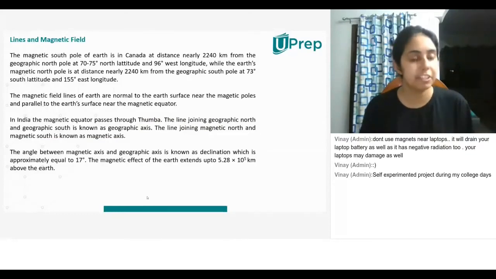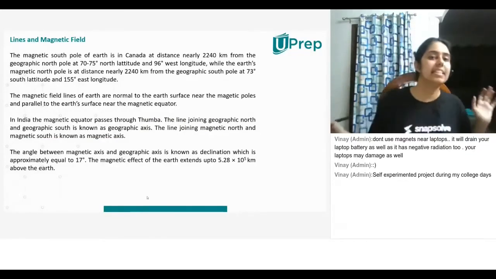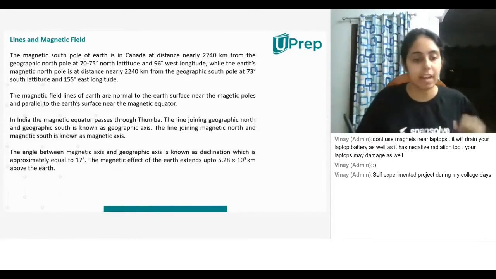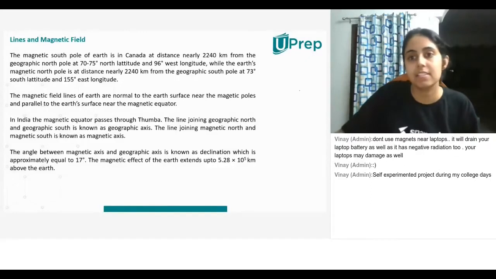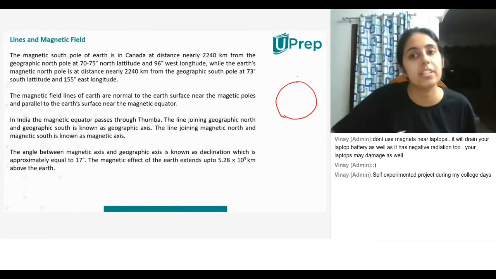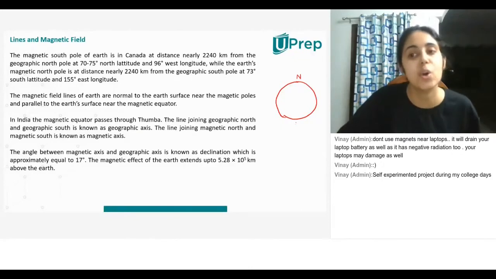Lines and magnetic fields. So the magnetic south pole of the earth is in Canada. Before that, I want to say something. If this is planet earth, then we know if I take a piece of magnet and tie it to a string, the north pole of the magnet will point towards the geographic north of the earth, and the south pole of the magnet will point to the geographic south of the earth.